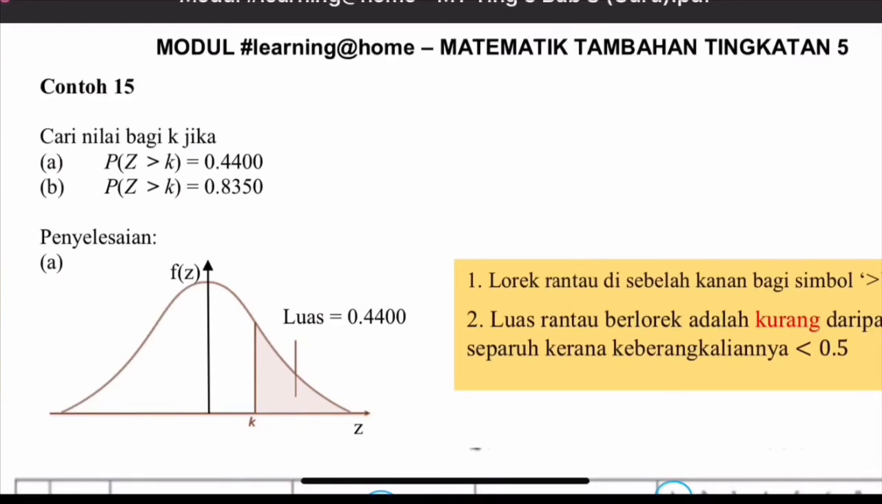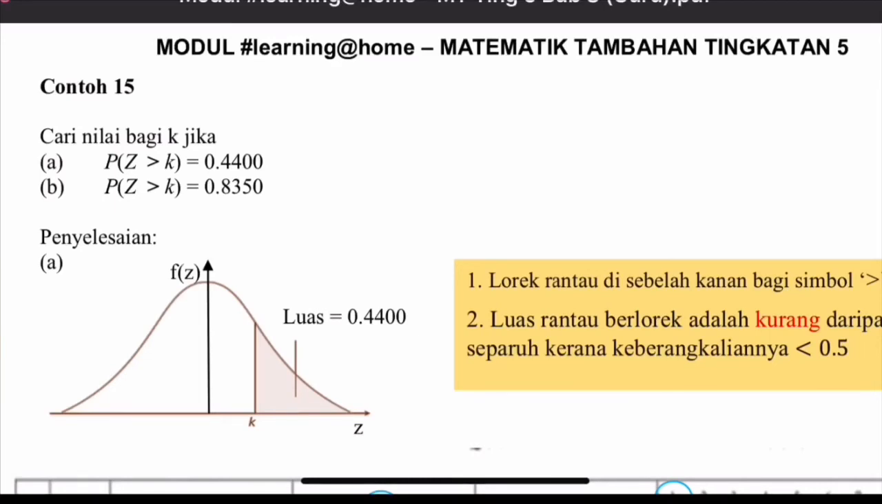So the moment you want to do this kind of question, you always start with a bell shape, and you always study the probability value. If the probability value is less than 0.5, like here it is 0.4400, you sketch to the right, but make sure it's less than half of the bell. So that means your K will be more than 0 point something. So you shade the bell shape first, shade to the right, and make sure it is less than half of the bell.